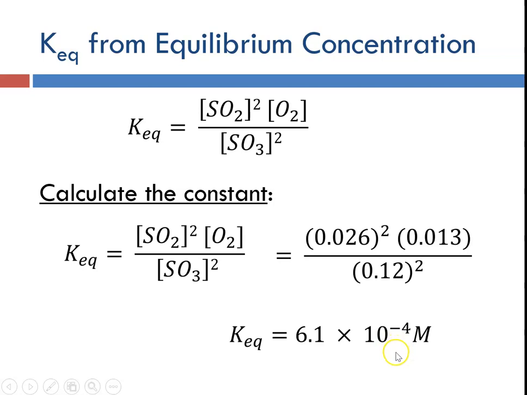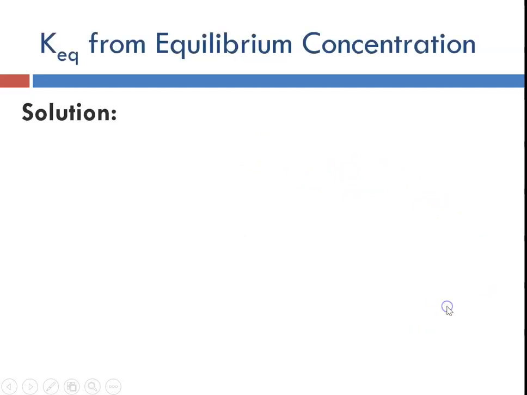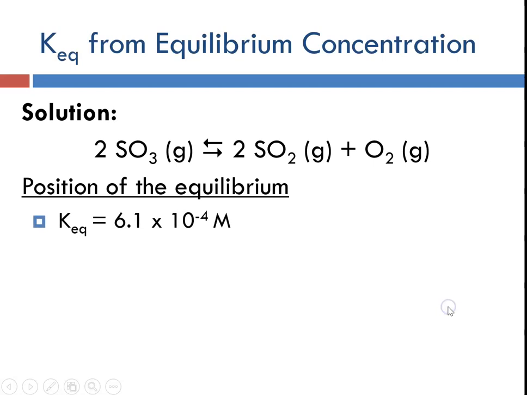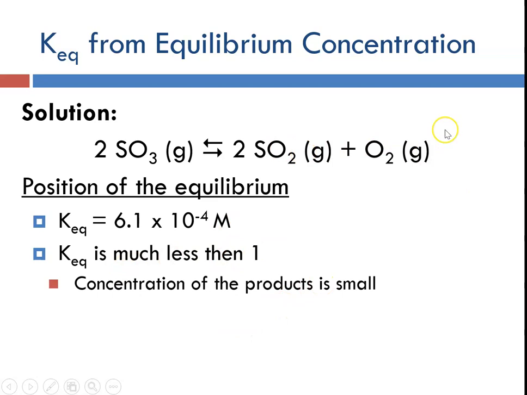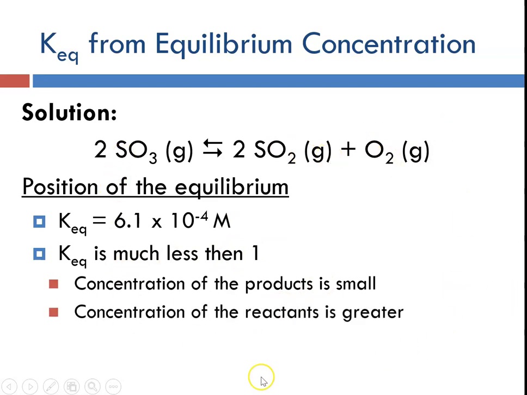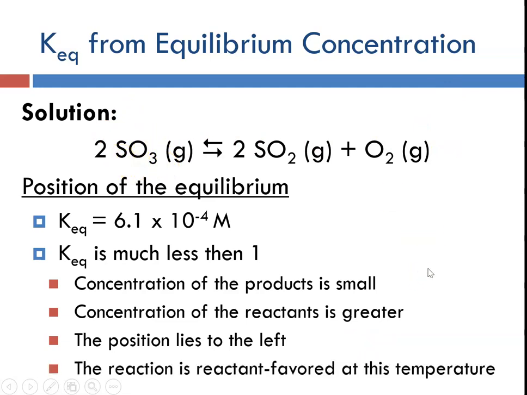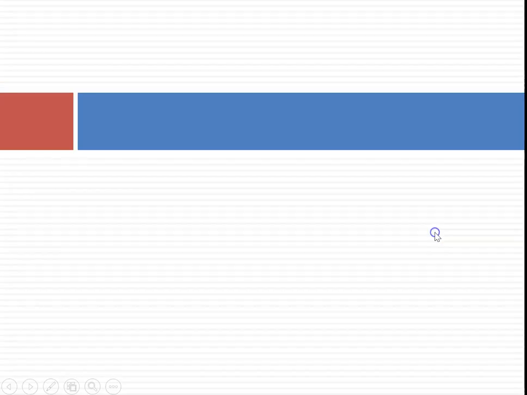Obviously, 10 to the minus 4 is well below 1. That would mean that the sulfur trioxide is favored. So the position of the equilibrium, that being a number that is much less than 1, the concentration of the products is small, the concentration of the reactants is greater, therefore the position of this equilibrium lies to the left, favoring the concentration of the reactants. The reaction is reactant favored at this temperature.